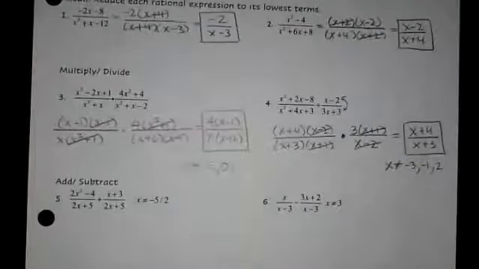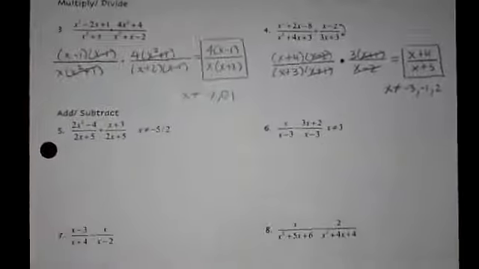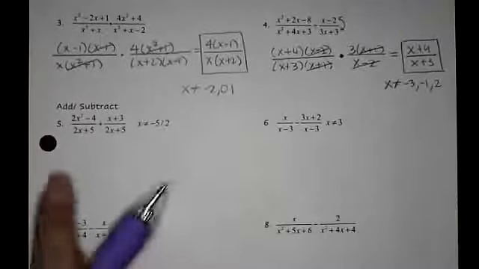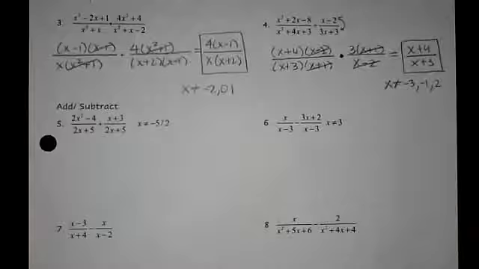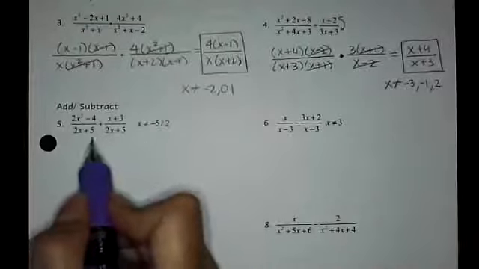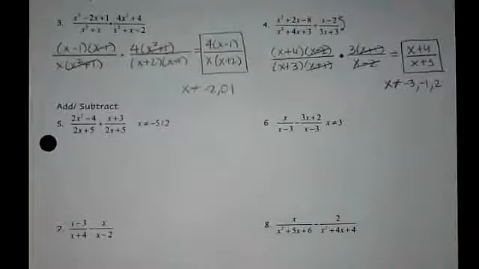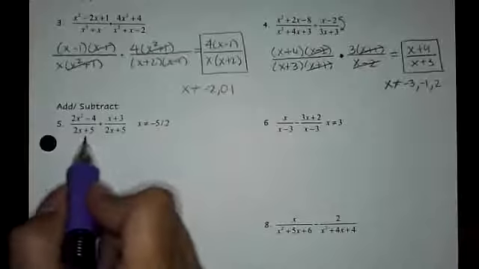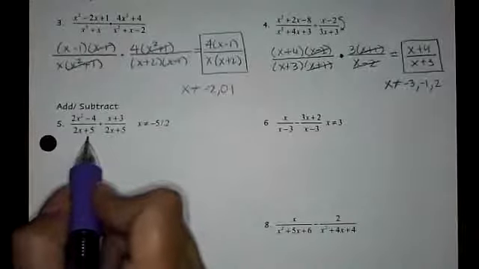So that was multiplying and dividing. Adding and subtracting is the harder one. That's because if you remember doing fractions, you have to get a common denominator. So we'll have to get a common denominator for these as well. Now in this first one, they did give us our restriction already, which is nice. So our denominator cannot be -5/2. They do have the same exact denominator, so we're ready to go ahead and start adding.